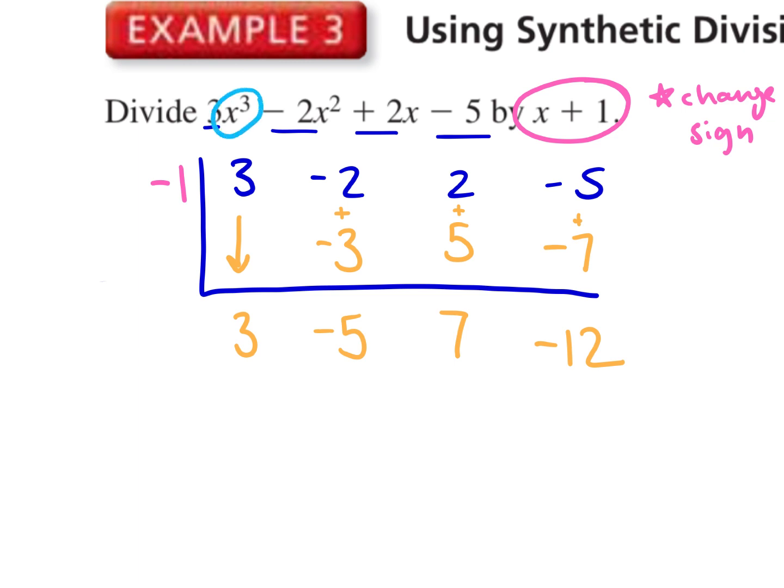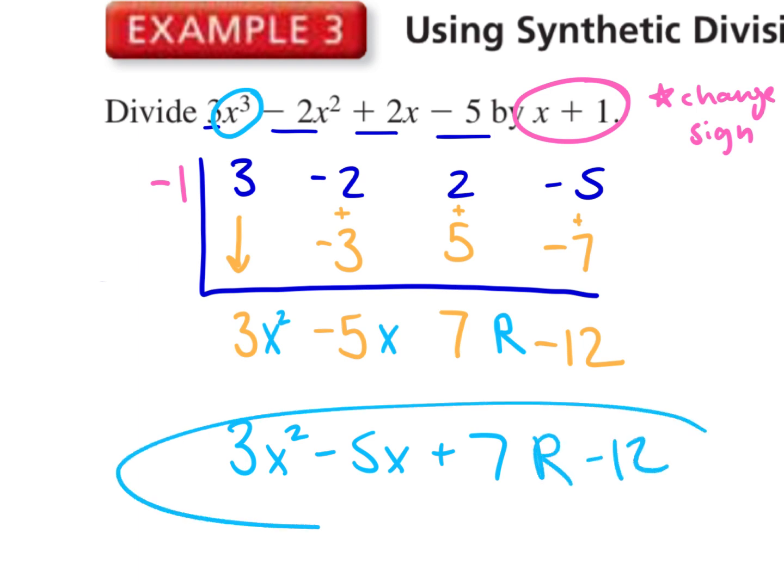My question started with x to the third power. So what would my answer start with? X to the second, and then what's the last number? So plus 7, and then the last one's our remainder. So my answer would be 3x squared minus 5x plus 7, remainder negative 12.